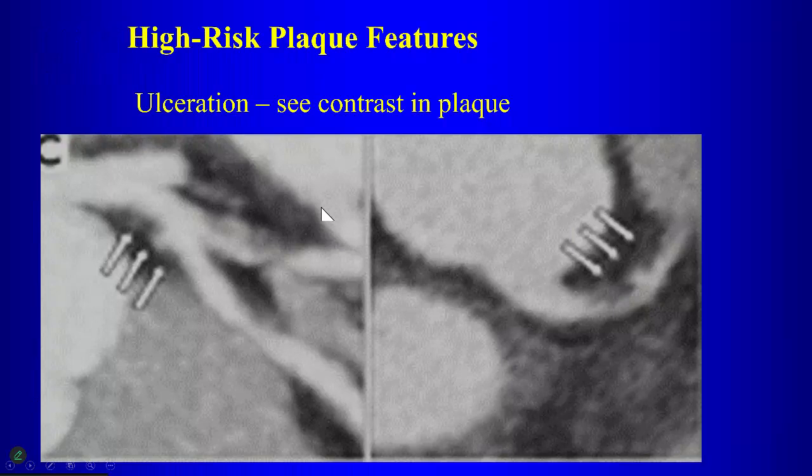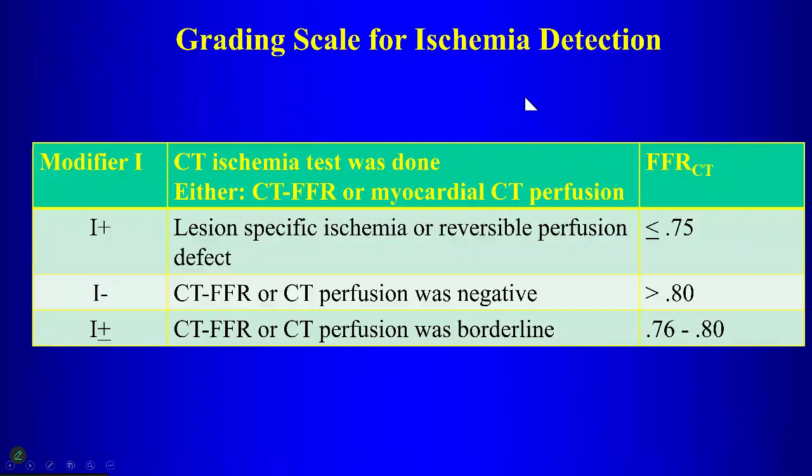Okay? Here's an example of ulceration within a plaque. It's kind of tough to see with coronary CT, but here's a plaque, here's ulceration within a plaque. This is also a feature of high-risk plaque.